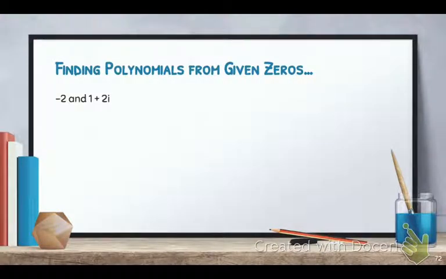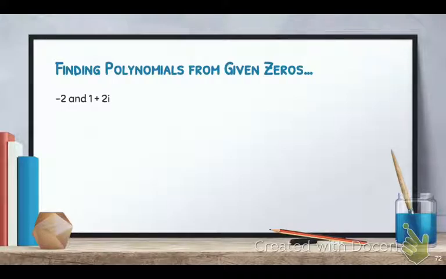Okay, so we are asked to find a polynomial given these specific zeros. Remember the theory that whenever we have the imaginary i, we have to have both the positive and negative of that zero. The reason we need both the positive and the negative of that i value is because we need it to eventually cancel out. So let's find the polynomial given the zeros of -2 and 1 plus 2i.